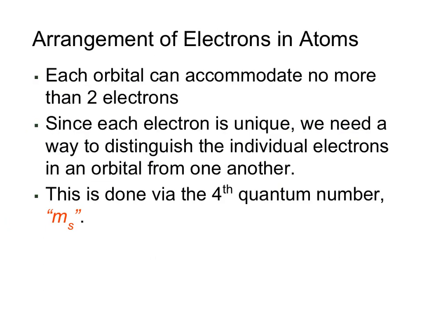Each orbital can hold no more than 2 electrons. Each orbital holds 1 pair. Each electron in an atom is unique, and so we do need a way to distinguish these individual electrons in the orbital from one another. We do this using our fourth quantum number, m sub s. Occasionally you might also see this written as just s.